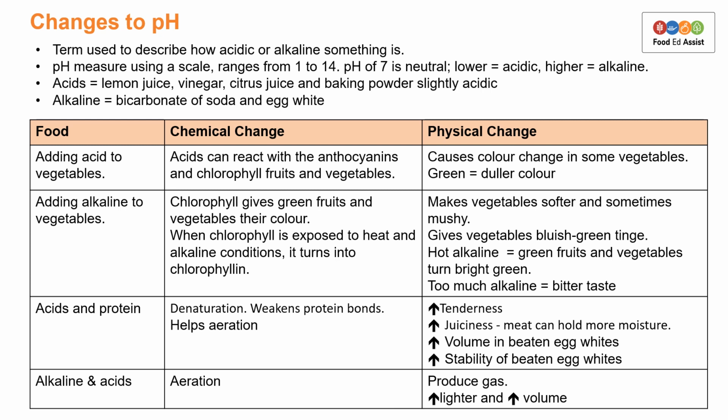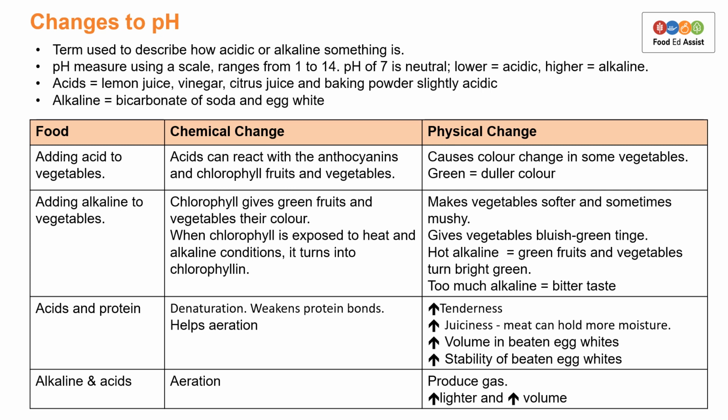Adding alkaline to vegetables also causes a chemical change. The chlorophyll in the green fruits and vegetables, when it's exposed to heat and alkaline conditions, turns into chlorophyllin. Okay, so that's the chemical change. Again, they would give you that information. The physical change is that sometimes the vegetables become softer and more mushy. Sometimes they get a bluish green tinge. In a hot alkaline environment, green fruits and vegetables can actually turn bright green at first, but too much alkaline will actually cause a bitter taste.